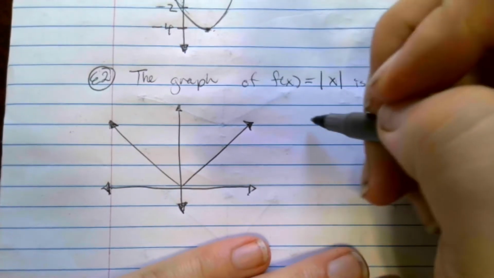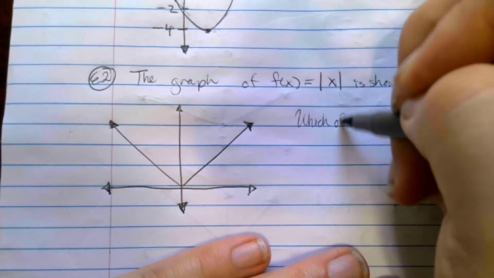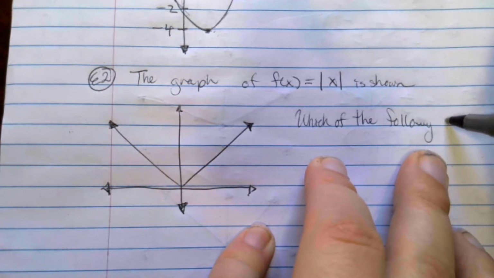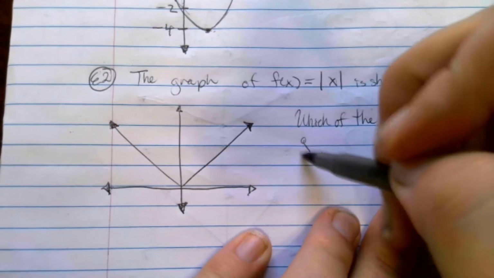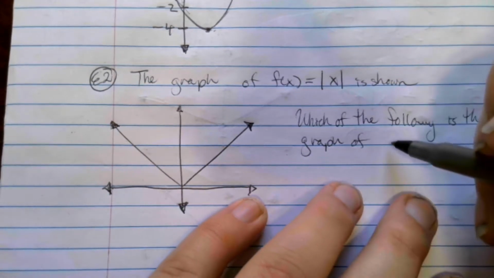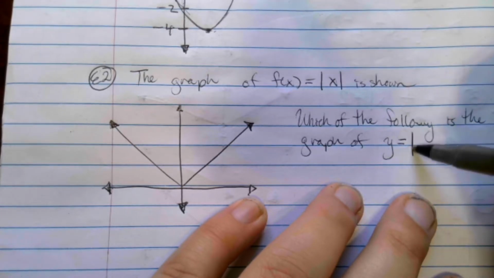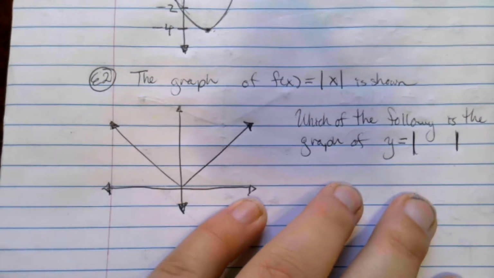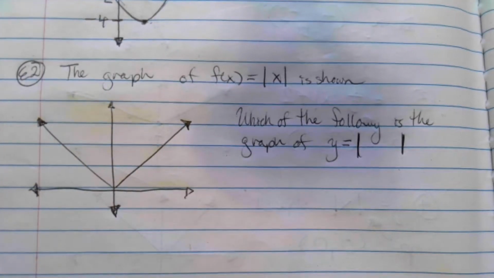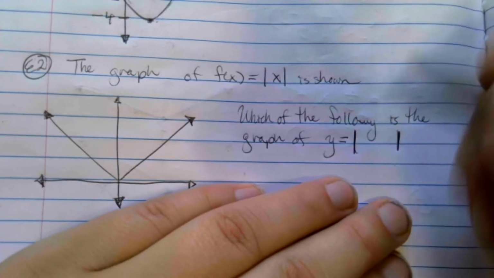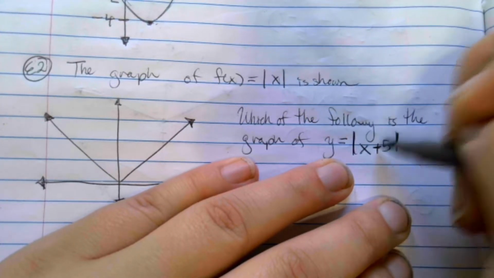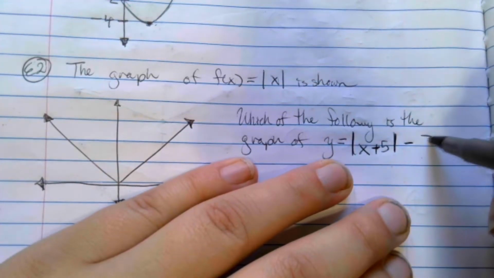Which of the following is the graph of, and then it's going to give you an equation. Y equals, there's going to be some absolute values going on. Oh, you can't see. Or maybe you can see. I'm just going to pick the number 5. I'm going to say plus 5 this time. I'm going to say minus 3.